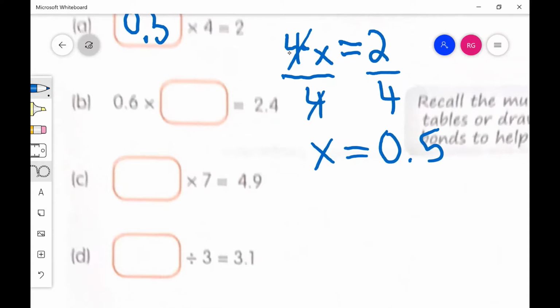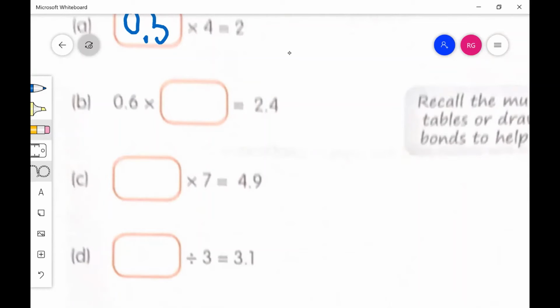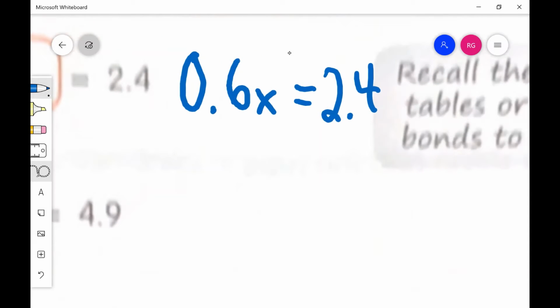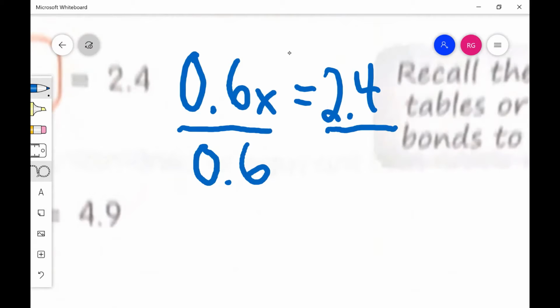It's 0.6 times x, I'll call it. And so let's set this up as an algebra problem. And we could say that this is 0.6x equals 2.4, okay? And now what do I do to both sides? Divide by 0.6. Yeah, so if we divide both sides by 0.6, we should get our answer.